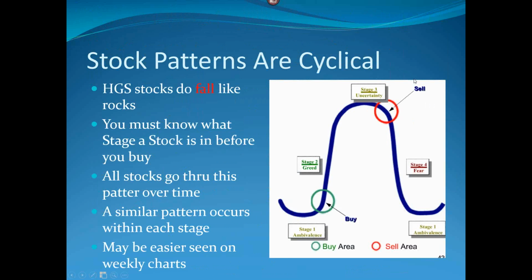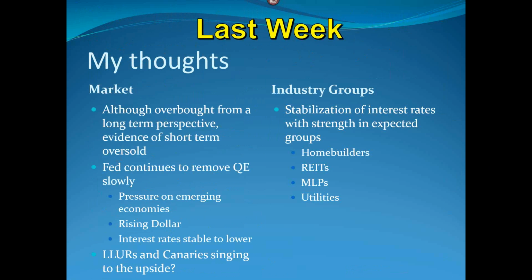I don't think we're necessarily out of the woods yet, we'll talk about that, but clearly we are back up here in stage 3, and potentially we're heading back into stage 2 on an uptrend, which has been the pattern. Last week, I thought the market was overbought from a long-term perspective, but oversold short-term. I thought you could be bullish in some ways, but concerned about the Fed continuing to remove QE, which will put pressure on emerging economies and a rising dollar, but interest rates would be stable, which would be good.